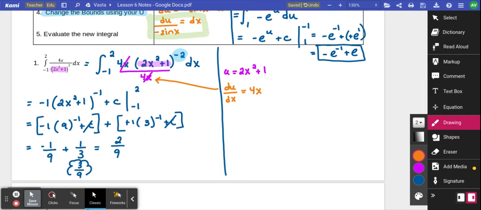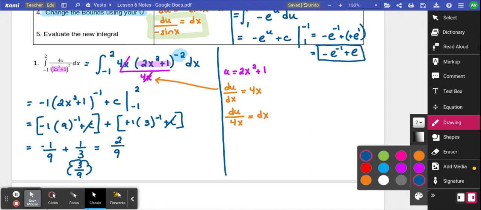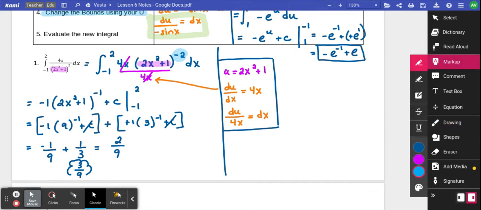The last thing I need to do is get the dx by itself. Now, in order to get dx by itself, I'm just going to multiply by dx on both sides, and then at the same time, I'm going to divide by 4x. So that means that I get du divided by 4x equals dx. And this is sort of the work that I do on the side before I start my U substitution. Now, the important pieces for the U substitution part of this problem would be the u here and the dx here.